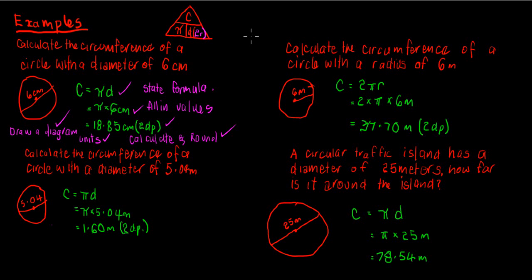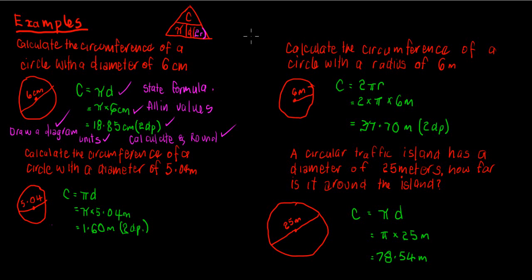All done. Now for a word problem. It's different, you've got to identify the problem and break it down to the earlier one that you did. A circular traffic island has a diameter of 25 meters. How far is it around the island?